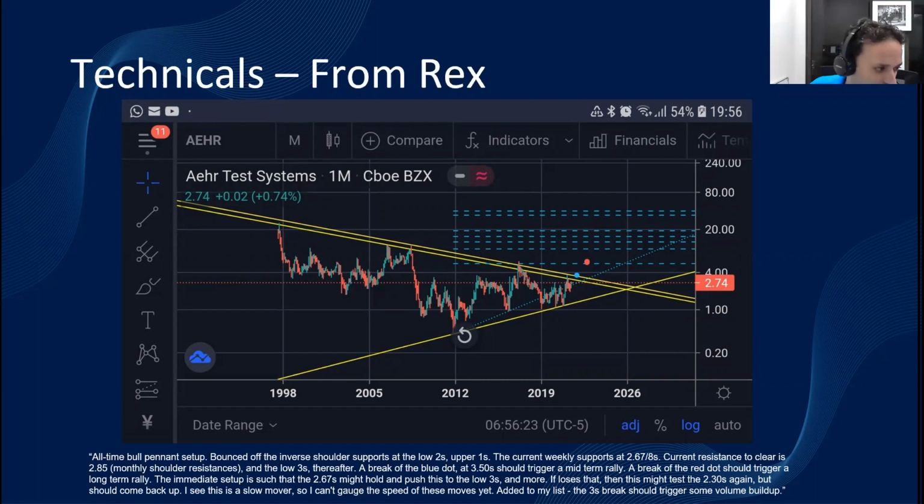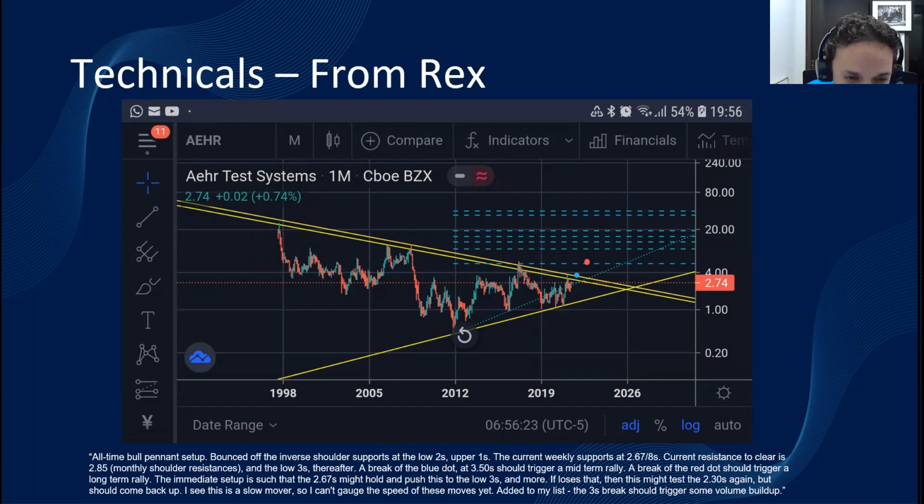He says the all-time bull pennant setup bounced off the inverse shoulder support at the low 2s, upper 1s. The current weekly support's at 267, 268. Really a penny. Current resistance to clear is 285, monthly shoulder resistance. I think I had seen that on the chart too. And then the low 3s thereafter, a break of the blue dot at the 350s. So Rex and I are kind of on the same page here. I pointed out the 285 number and the 350 number. So he's seeing that too.